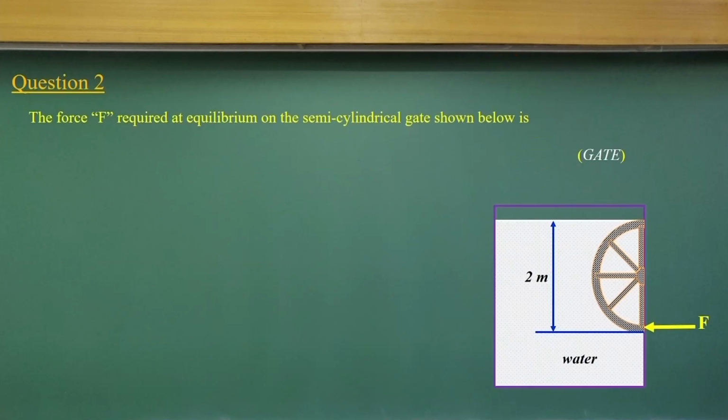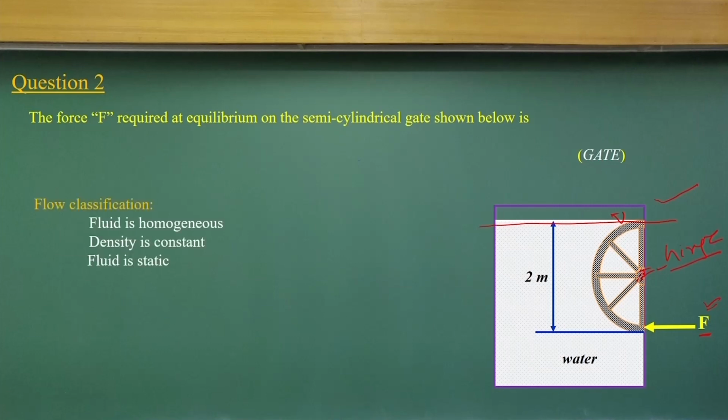Now, let us solve another gate question, where, as in the diagram given here, there is a semicircular cylindrical gate and force F is acting here, and there is a hinge at this point. If this is the free surface, and there is a 2 meter depth of water, what could be the force required if the hinge is at this point? This is the question.